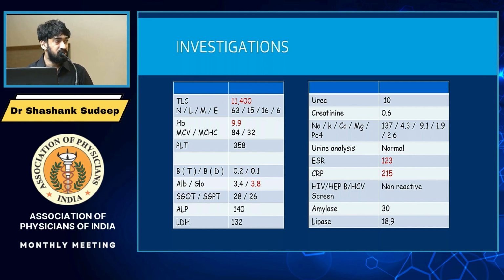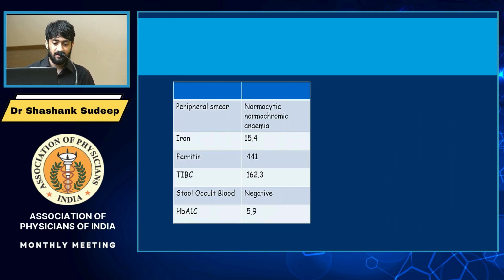Apart from that, there was no kidney dysfunction. Electrolytes were normal. An emergency screen that we had sent for HIV, hepatitis B and HCV were all non-reactive. Amylase and lipase levels both were within normal limits.